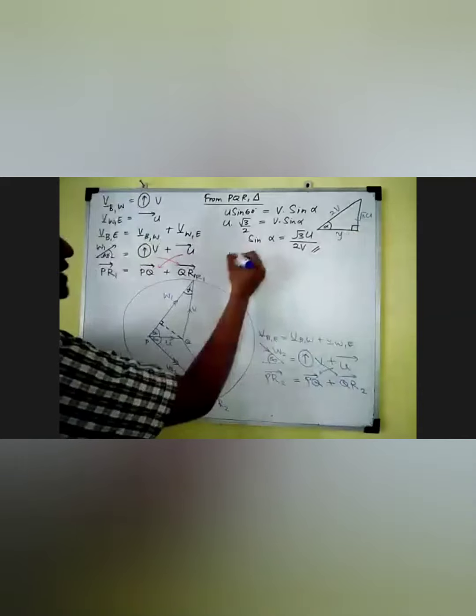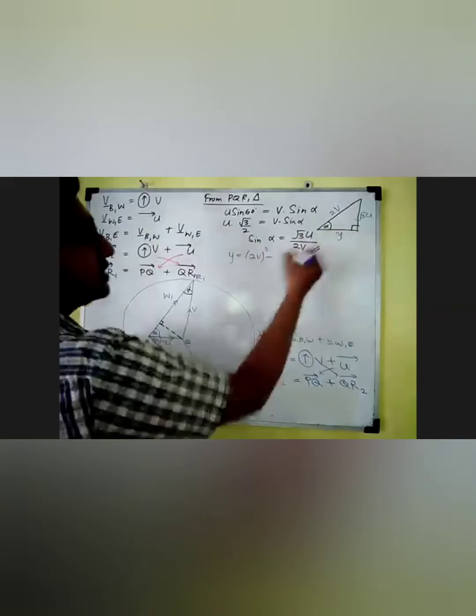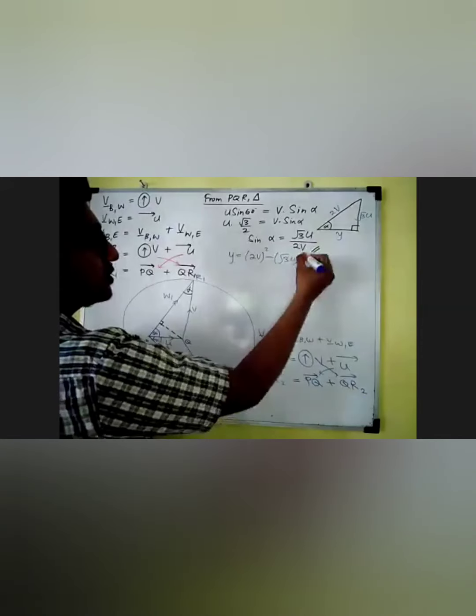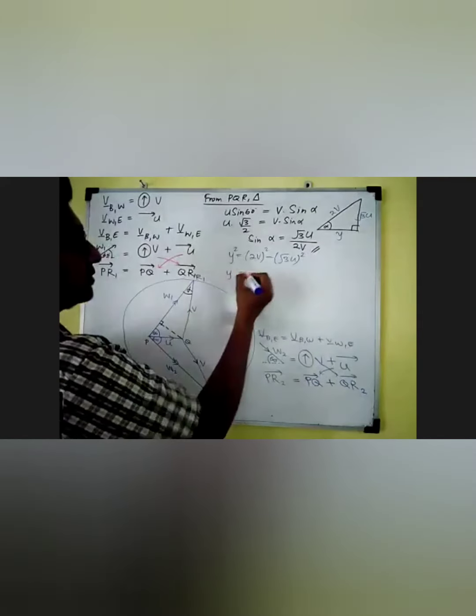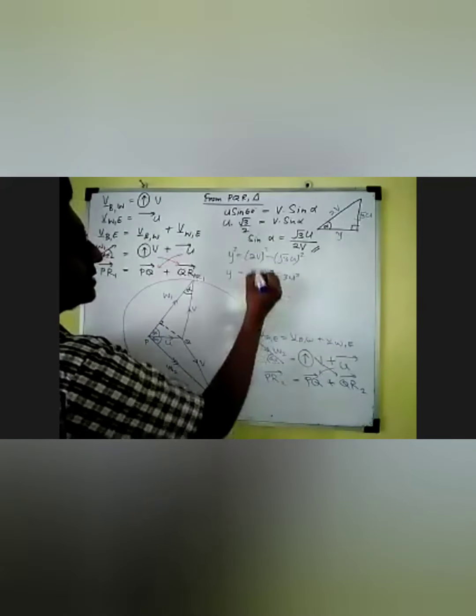What is y? 2v square minus root 3u square is y square. This is 4v square minus 3u square, square root is y.